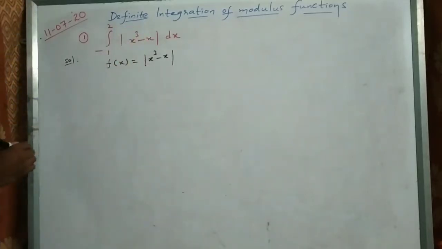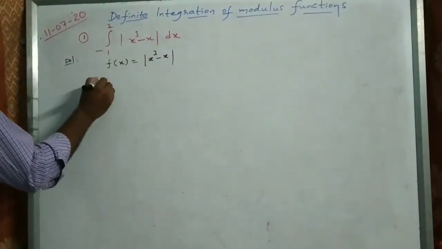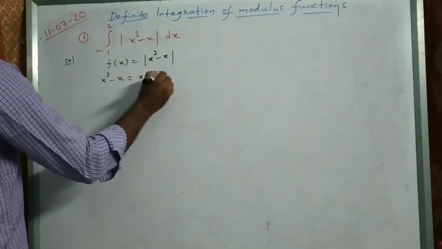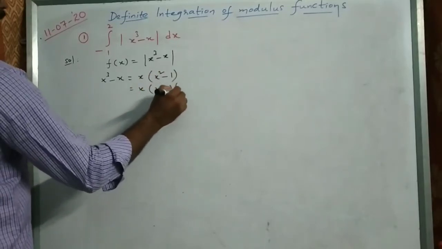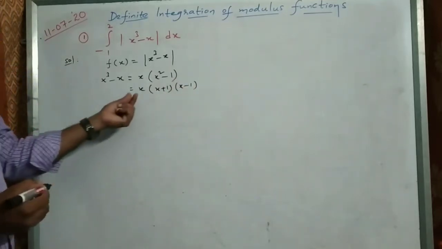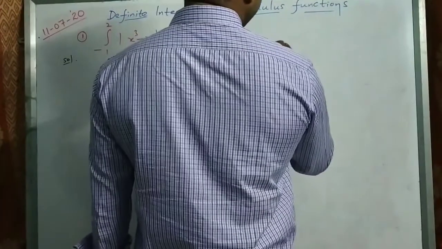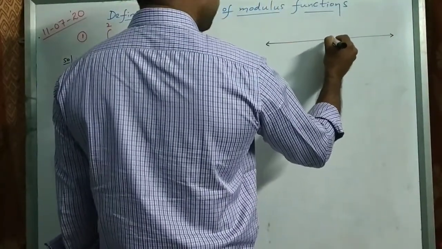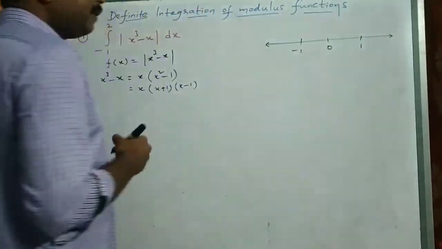Now first we have to find the stationary points of this function. So let us take x cube minus x equal to, take x common, x square minus 1. So this will be x into x plus 1 into x minus 1. So what are the stationary points here? 0, minus 1 and 1. Now I will take one number line here. So 0 here, minus 1 and 1.